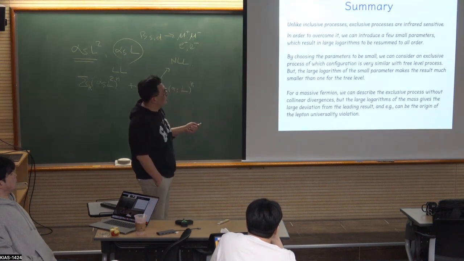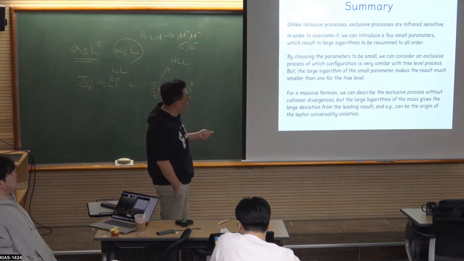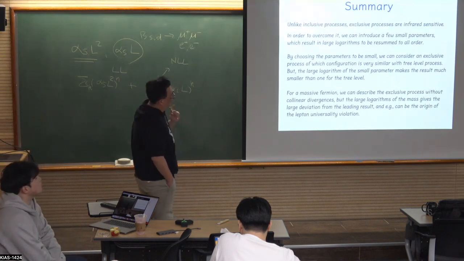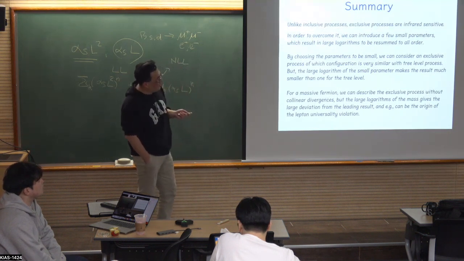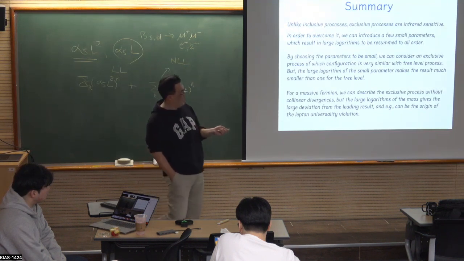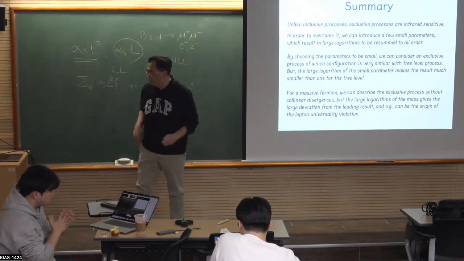But as we observed, the large log of the small parameter makes the result much smaller than the leading order result, right? So this is typical for exclusive processes. For massive perturbation, we can describe the exclusive process without collinear divergence, but the large logarithm of the mass gives a large deviation from the leading order result. Also, we can see the origin of the lepton universality violation. Okay, thank you.